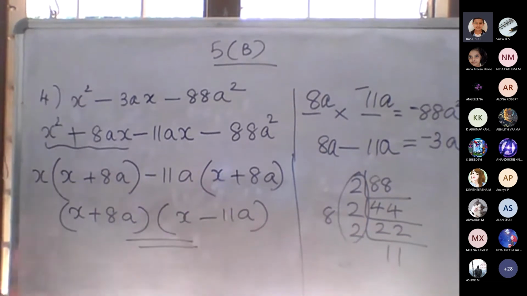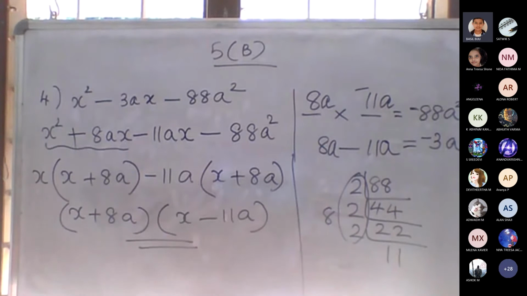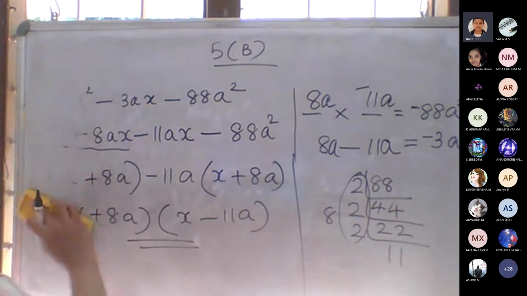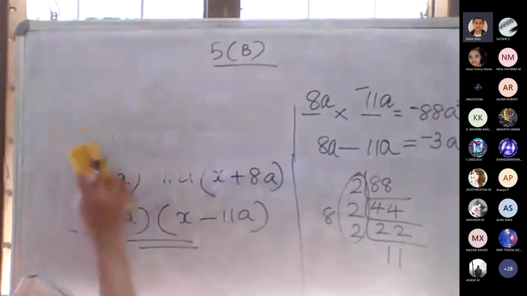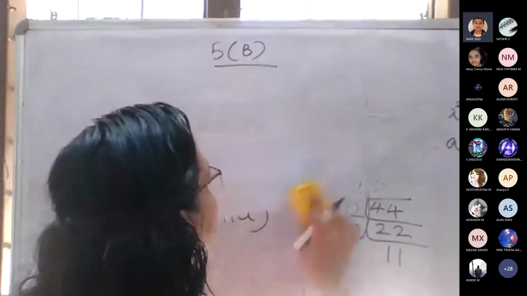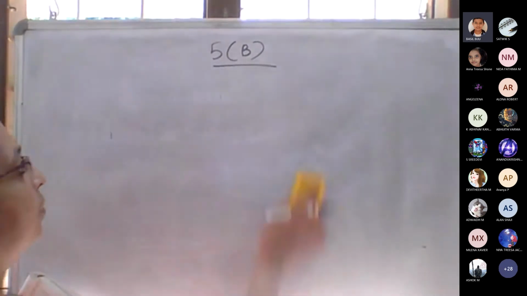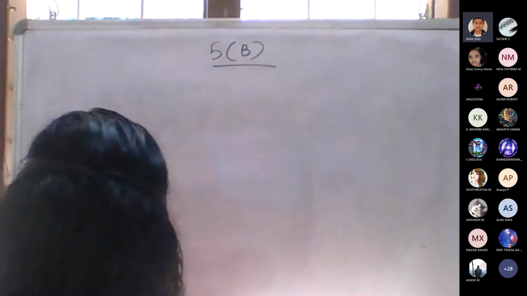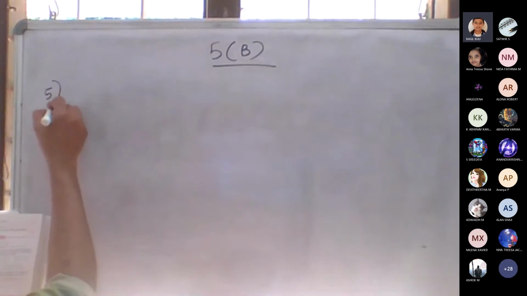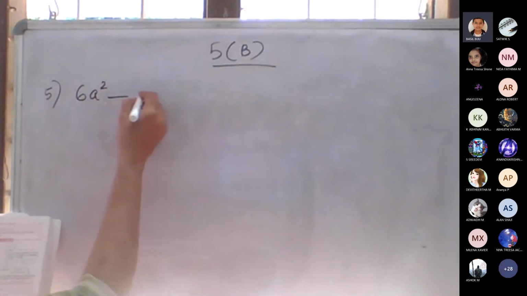Fifth one: 6a square minus a minus 15. You can do that. We have done it in the rough book. That same question, 1, 2 and 5. Fifth question, 6a square.